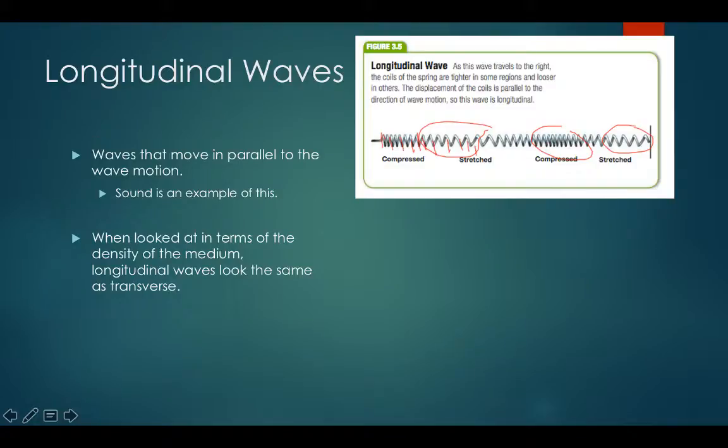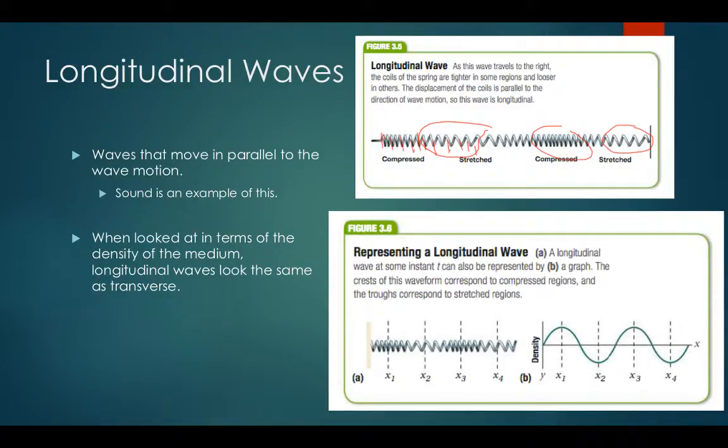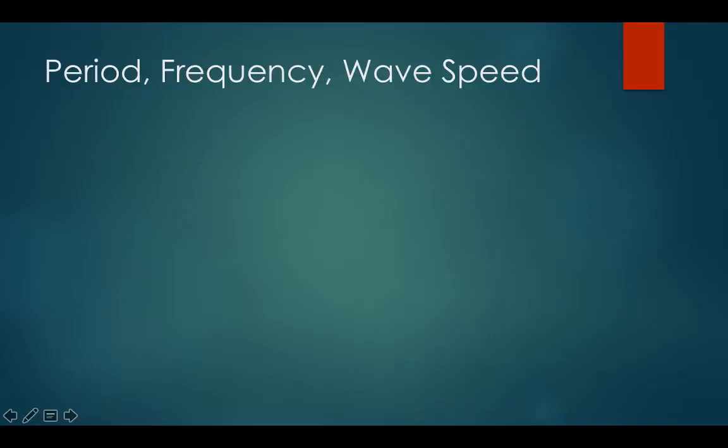Now the thing is, though, when you look at this in terms of density, as the wave moves through the medium, even though it's considered to be a longitudinal wave, it actually looks pretty much the exact same as the other type of wave, the transverse wave. Because you see here, we have x1 and x1, x2 and x2. As you can see, if you compare the density, so how compact the spring is right here, it ends up having the exact same shape as the previous example.